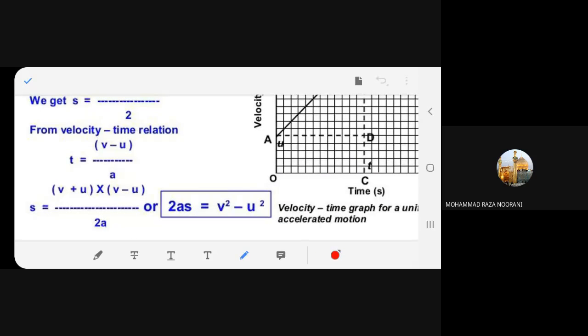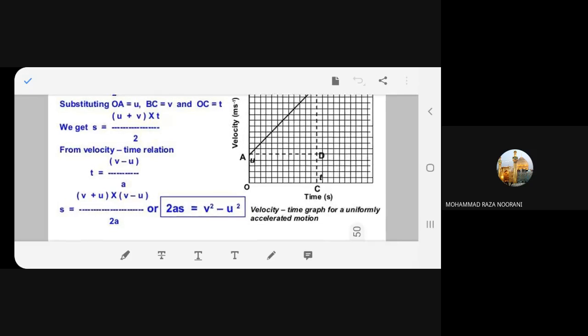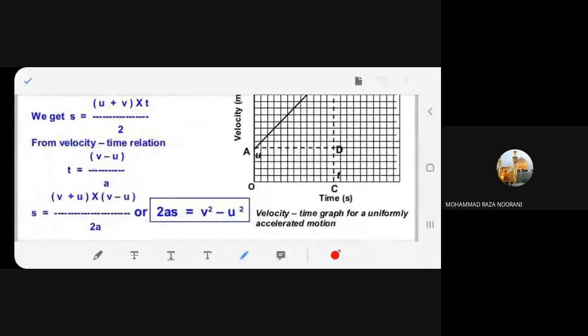So S is equal to half U plus V. Instead of U plus V, we have written V plus U. Both are same. And instead of T, what we have written? This one. V minus U upon A. See, V minus U upon A. 2 is already there. So when I put A, it becomes 2A.